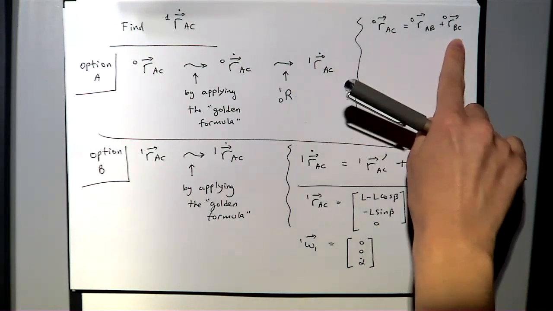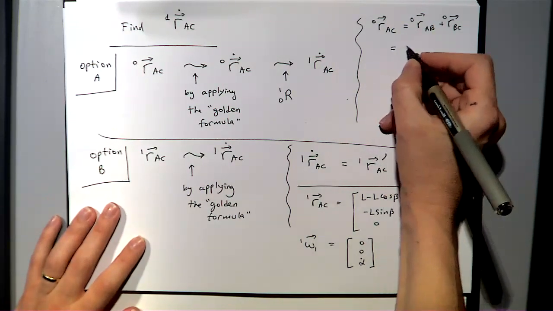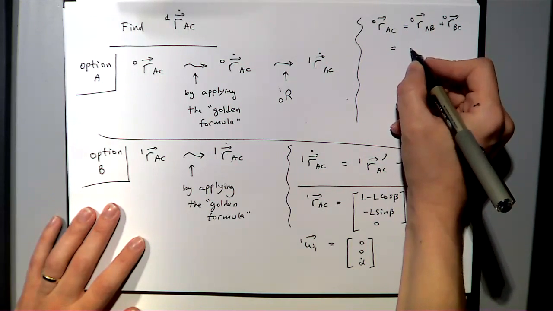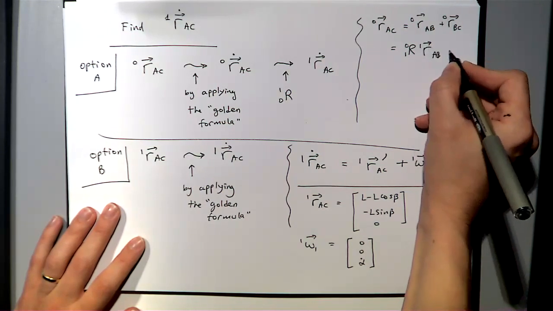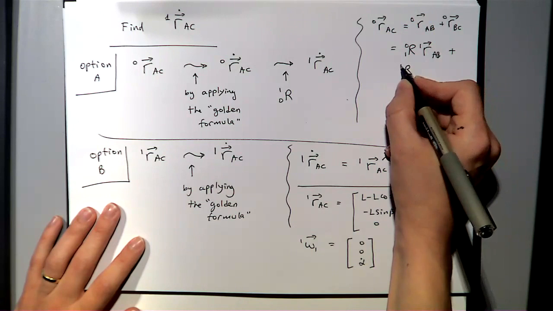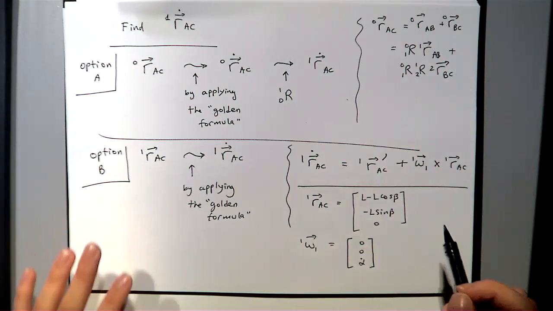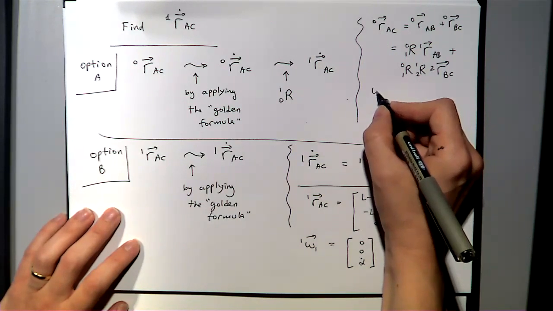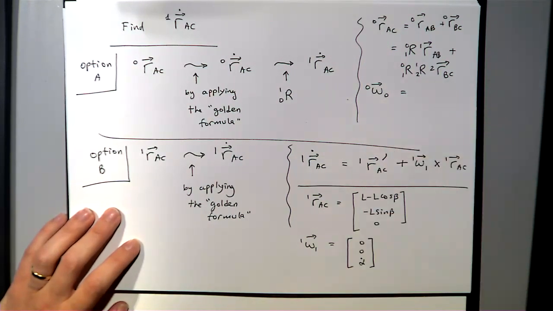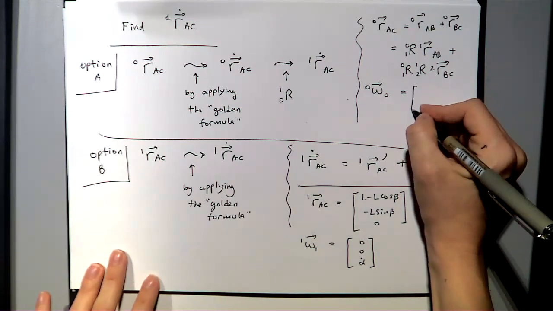Each of them is conveniently found in a different frame, so you can do, say, rotation from 1 to 0, then R_AB in frame 1, plus rotation from 2 to 0, R_BC in frame 2. So with this, calculate R_AC, then you will need omega 0 in frame 0, which is what? Frame 0 itself is not moving, not rotating, right? So it's all zeros. 0, 0, 0.